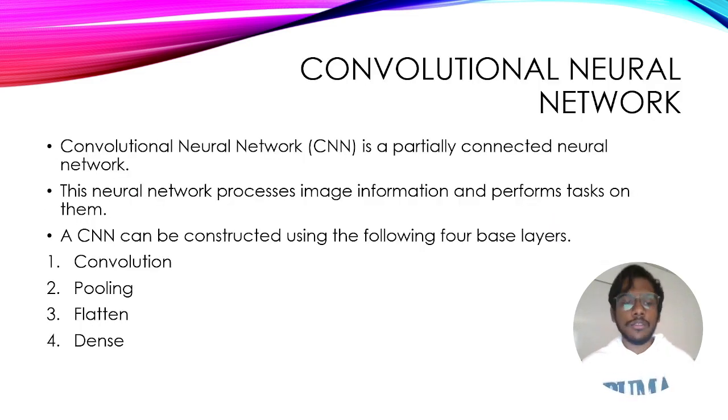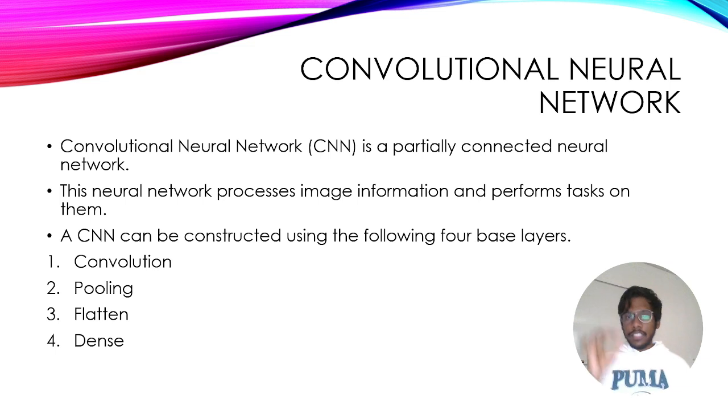Yeah, so a CNN, a basic CNN, can be constructed. I'm just saying basic because there are a lot of different types of CNNs and many advancements have come in that. But a basic CNN can be constructed using these four layers: you have the convolution layer, the pooling layer, the flatten layer, and the dense layer. So it is quite obvious: the convolutional neural layer performs convolution.